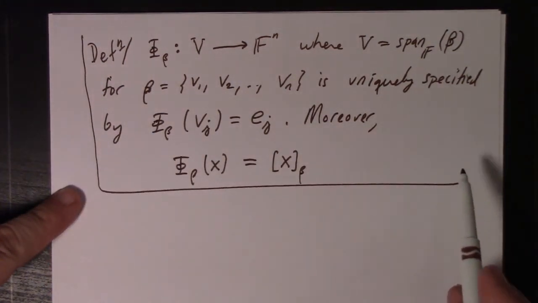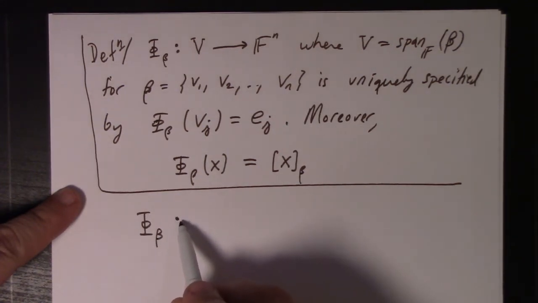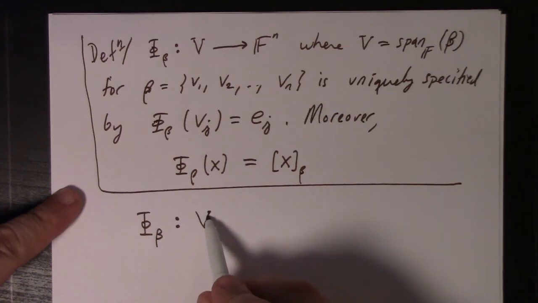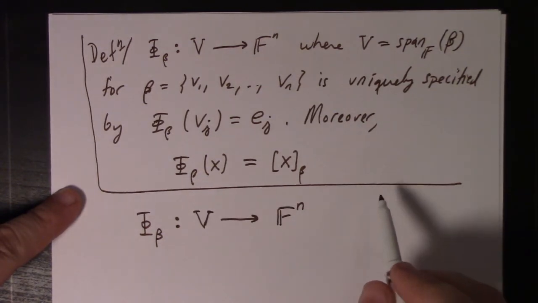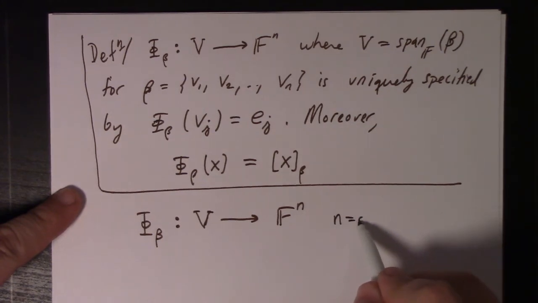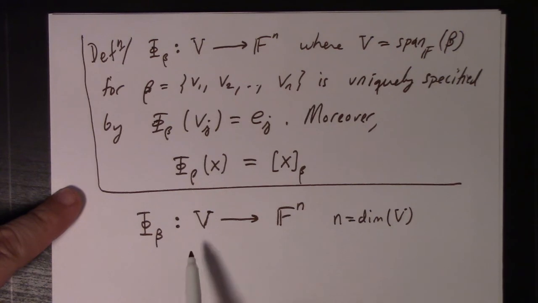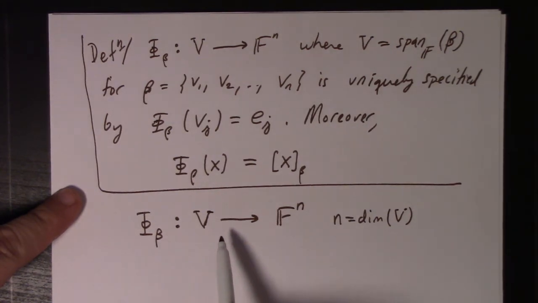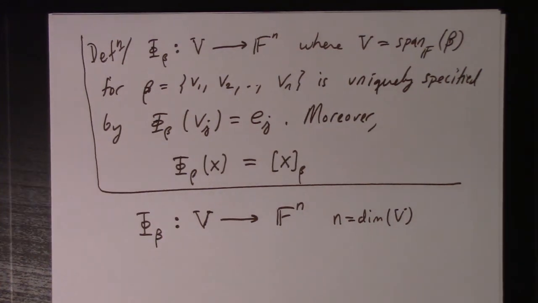The coordinate map is important. Just to emphasize some of its properties: phi beta, again, is a mapping from V to F^n, where n is the dimension of V. What can I say about phi beta? Well, phi beta is a bijection, which is linear. In fact, it's an isomorphism from V to F^n. Okay, and we'll be using it a lot in what follows.